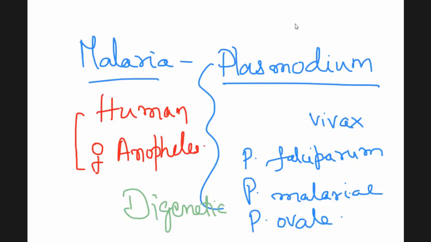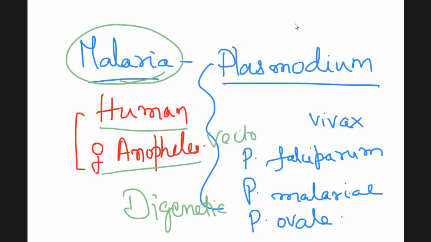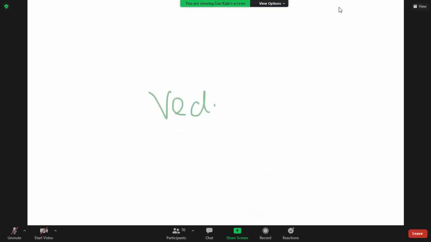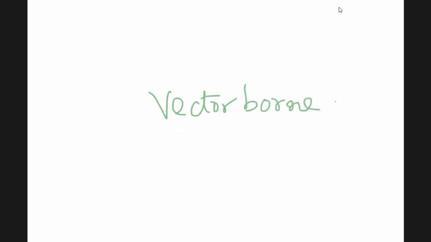So this Plasmodium is a protozoan parasite which causes malaria. It lives in human as well as female Anopheles mosquito, and this is a vector-borne disease. By the bite of mosquito, it enters human. Which viral diseases are vector-borne? Chikungunya and dengue. Very good.